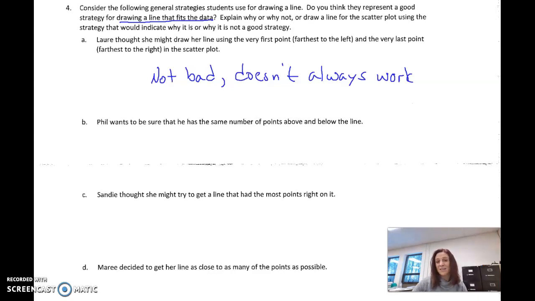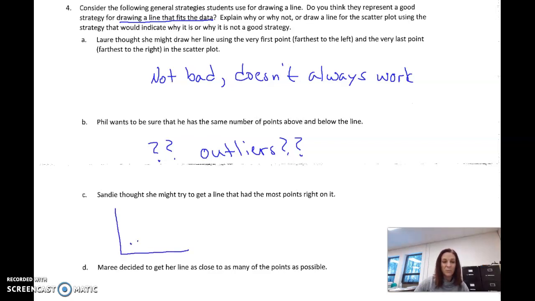Phil wants to make sure that he has the same number of points above and below the line. Well, it's not a bad thought again, but what about outliers? Right? What if you had 2 outliers and you're taking them into consideration? Sandy thought she might try to get a line that has the most points right on it. Well, that could work.